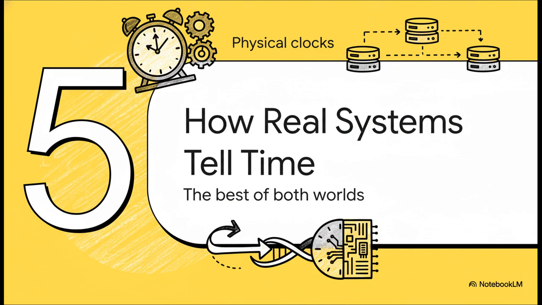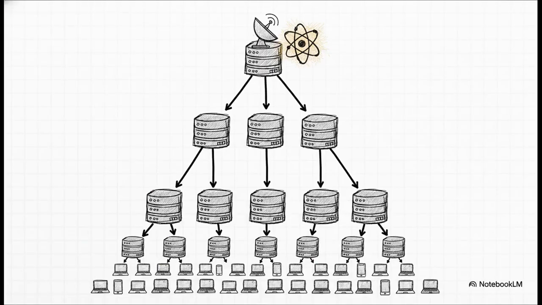Okay, phew. So we've looked at physical clocks and their problems, and we've dived into logical clocks and their own brand of complexity. So what do the systems that actually run our world do? How do they really tell time? Well, the answer, like it so often is in engineering, is a practical mix of everything we've talked about. For keeping physical time reasonably close, almost the entire internet relies on something called the Network Time Protocol, or NTP. And it's set up as this clever hierarchy.